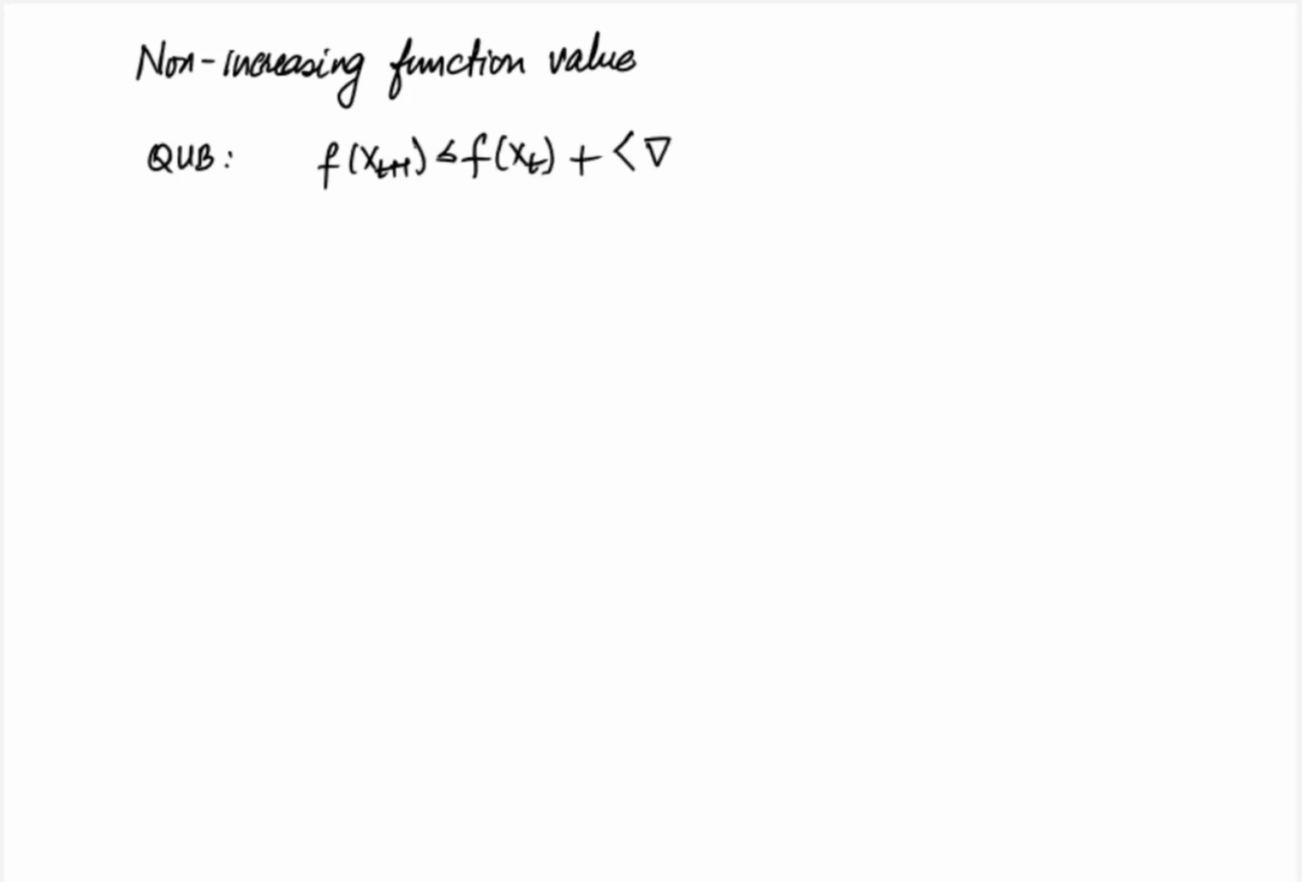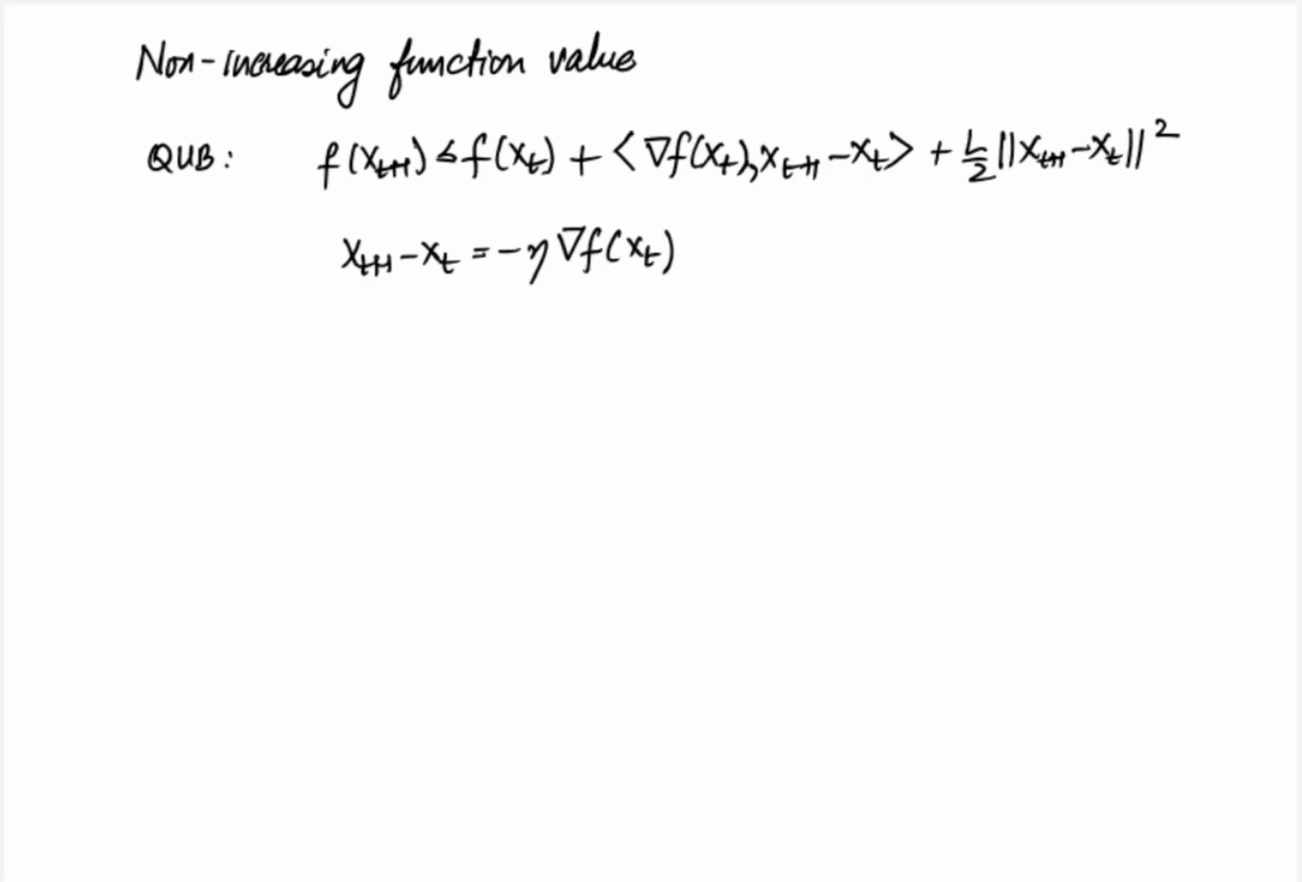Next we prove the non-increasing function value property. This property is actually true for all smooth functions, convex or not. To establish this, we will use the quadratic upper bound applied to xt and xt plus 1, written as f of xt plus 1 less than or equal to f of xt plus gradient f of xt comma xt plus 1 minus xt plus L by 2 times the norm of xt plus 1 minus xt square. Now substituting xt plus 1 minus xt as minus eta times gradient of f of xt, we obtain that f of xt plus 1 is less than or equal to f of xt minus eta times 1 minus eta L by 2 times gradient of f of xt norm square.